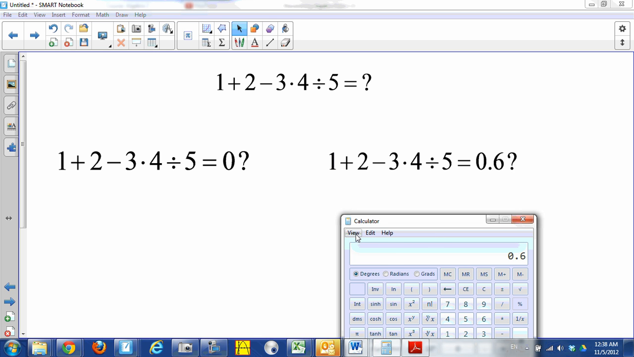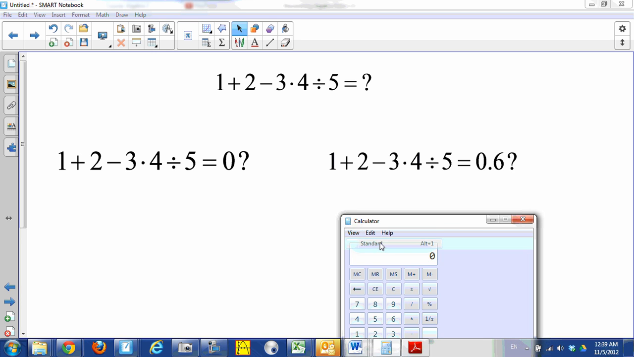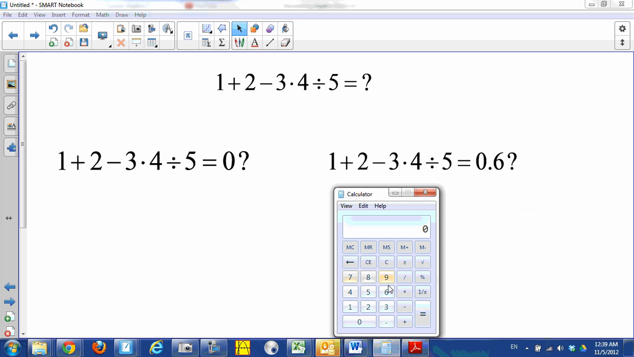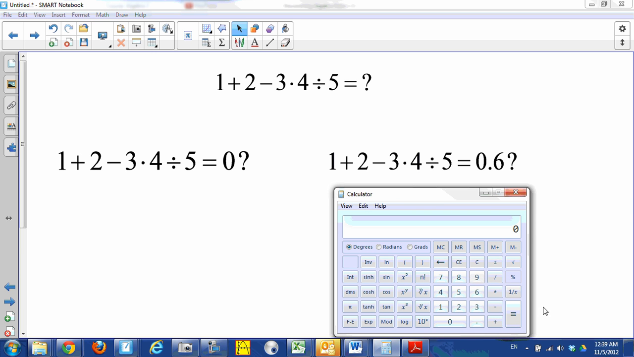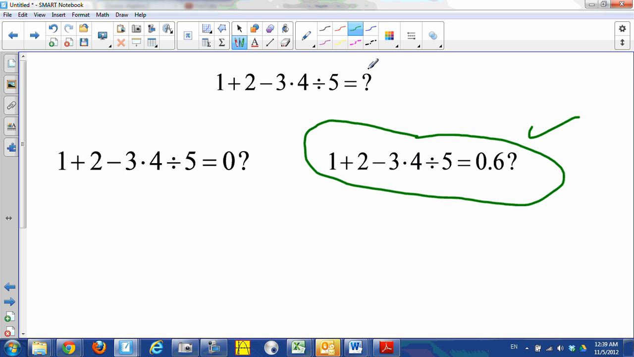Now, if I asked you, do you want to trust the standard calculator or the scientific calculator? Which calculator seems smarter? Well, the standard calculator doesn't have much on it. It's pretty standard. The scientific calculator seems smarter. It's kind of silly, but I would trust the scientific calculator. It is indeed the case that the scientific calculator is correct, and this one is not correct.